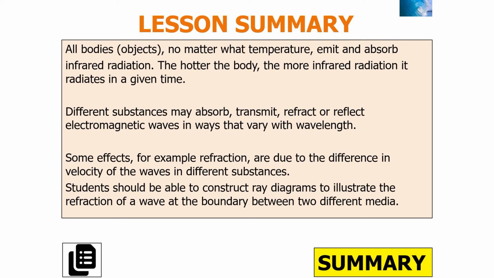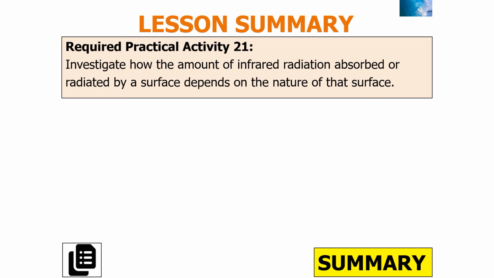Now, different substances may absorb, transmit or reflect electromagnetic waves or infrared radiation in ways that vary with their wavelength. Now, some effects, for example refraction, are due to the difference in the velocity of the waves in different substances. Now, you should be able to construct ray diagrams of refraction of a wave at a boundary between different media, and finally you should be able to investigate how the amount of infrared radiation absorbed or radiated by a surface depends on the nature of that surface.